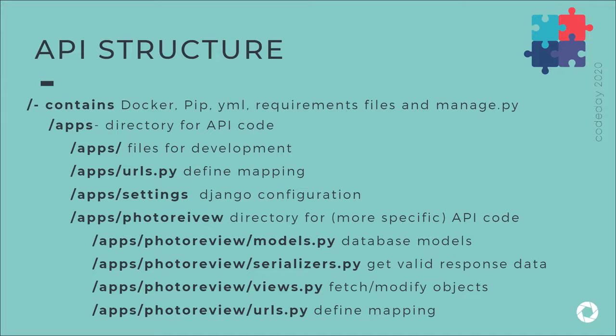Models.py is where you specify what you want certain objects to look like in the database. The serializers file makes sure that the data that was given by the users is valid. It also defines how the data is returned to the user.